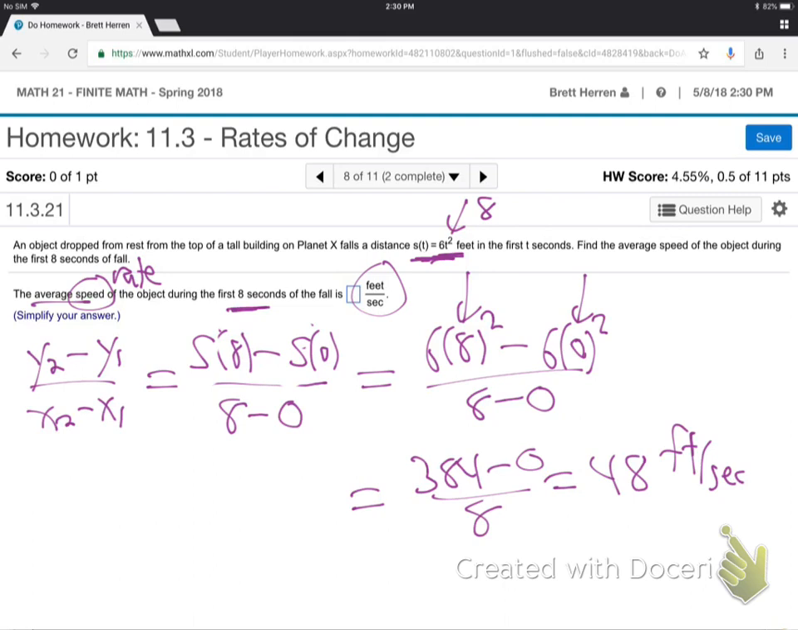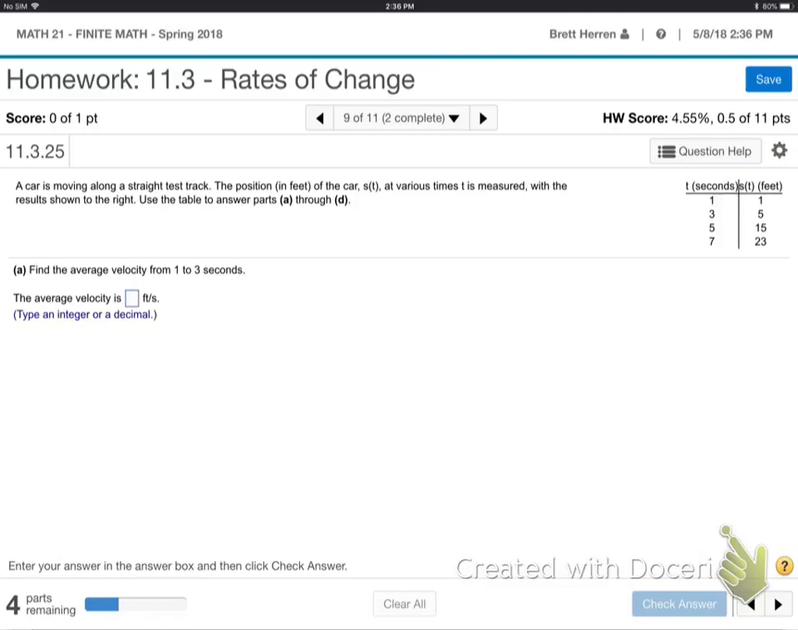And they call that acceleration, feet per second per second. It's the rate of change of velocity. Not a physics class. All these are the slope formula. They did it with a graph, they did it with a formula, now they're doing it with a table.